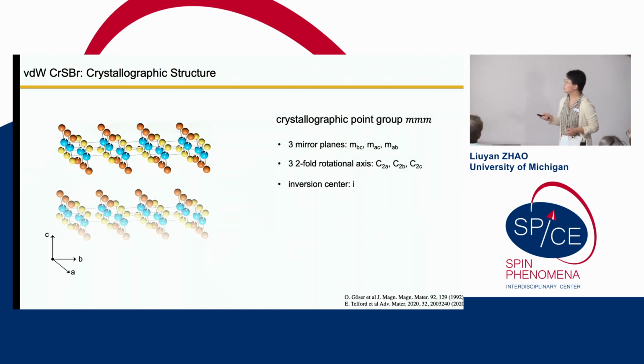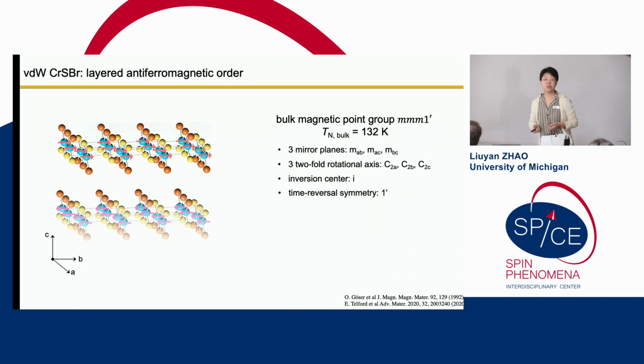Chromium sulfide bromide is a van der Waals magnet, and its crystal structure is orthorhombic. Point group-wise, it has three mirror planes that are orthogonal to each other: mirror plane AB, mirror plane BC, and mirror plane AC. The product of mirror planes leads to two-fold rotational symmetries along the crossing axes, so two-fold along A, B, and C. Together, the product of three mirrors gives inversion symmetry. So it's a centrosymmetric crystallographic material.